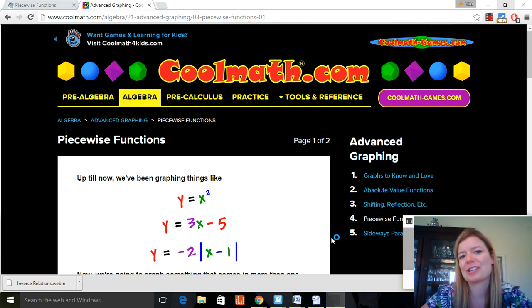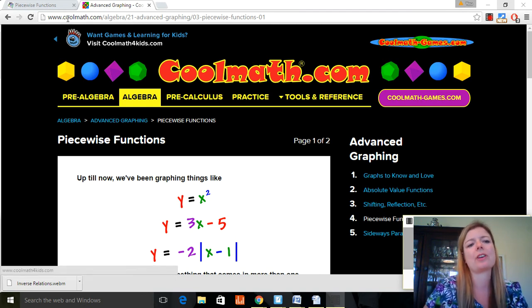These are my favorite functions because I like to call them Mennonite functions. Get it? Because they're piecewise. Ha ha ha.